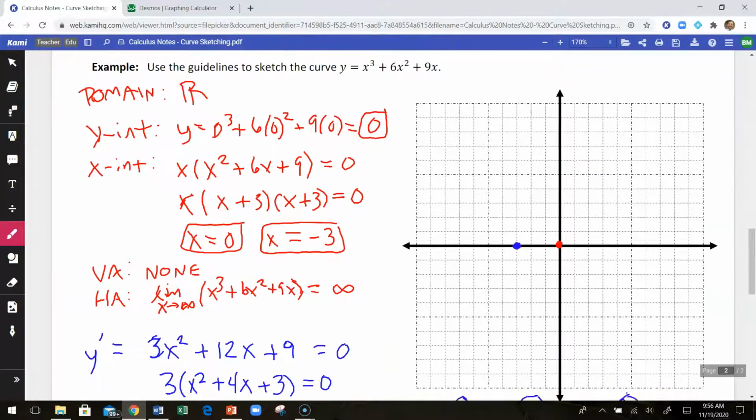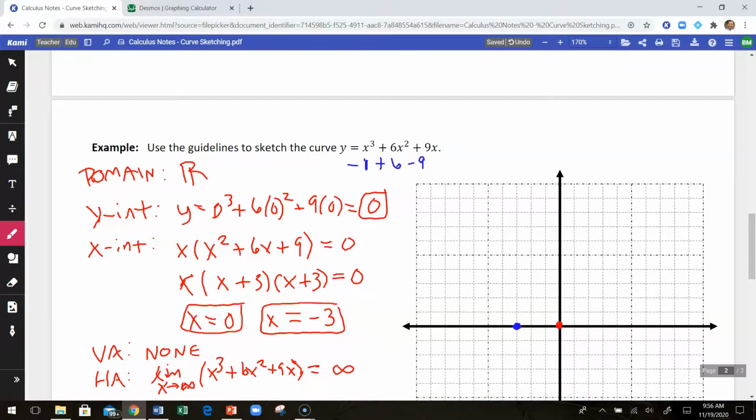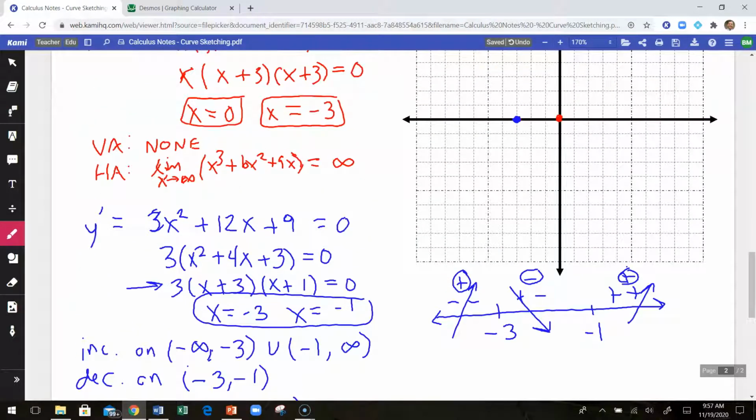And then, so if I plug in -1, I'm going to get -1. And then +6 and -9. So that's going to give us a local minimum at -1, -4. So at -1, -4, I know we're going to have a local minimum here.